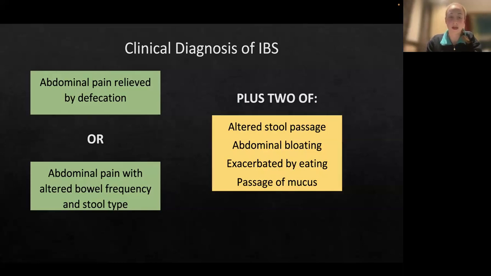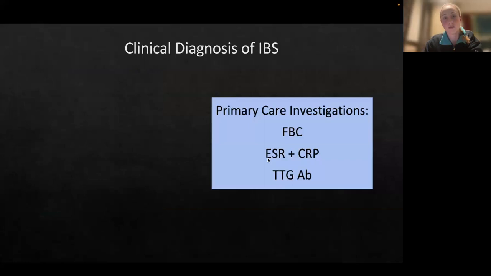any sort of bowel frequency and stool type changes, but changes to someone's bowel habit, plus two of altered stool passage, abdominal bloating, exacerbated by eating, and passage of mucus. So this scenario is a very classic IBS case.